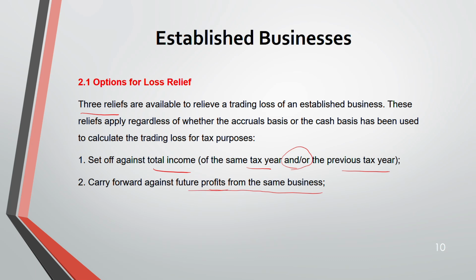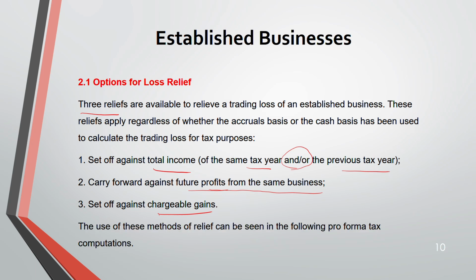Second, you can carry it forward against your future profit from the same business. Remember, when you are carrying it forward, it is not your total income. Then it is only your trading income because future profit means from the same trade. Third, set off against chargeable gain. So remember these 3 options. These are the same things that we are going to study in ATX as well, but with more detail, of course.